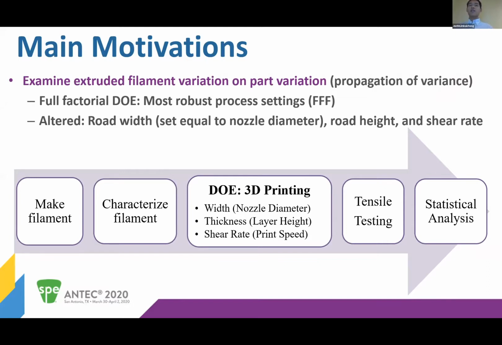And so what we did was we created our own filament, then we characterized it using a laser micrometer, which I'll show you in the next few slides. Then we did a design of experiments, and we 3D printed it and basically varied the different process settings to find the most robust process settings. Finally, we tensile tested and did some statistical analysis in R.